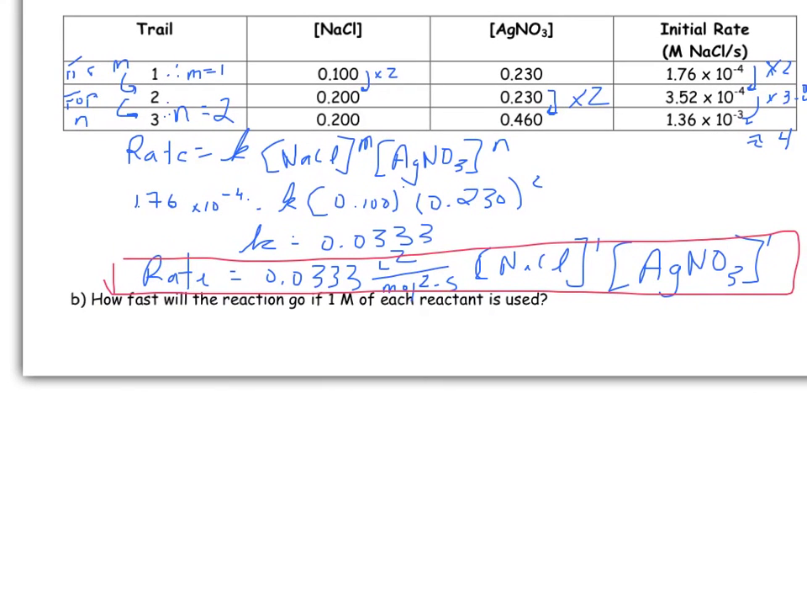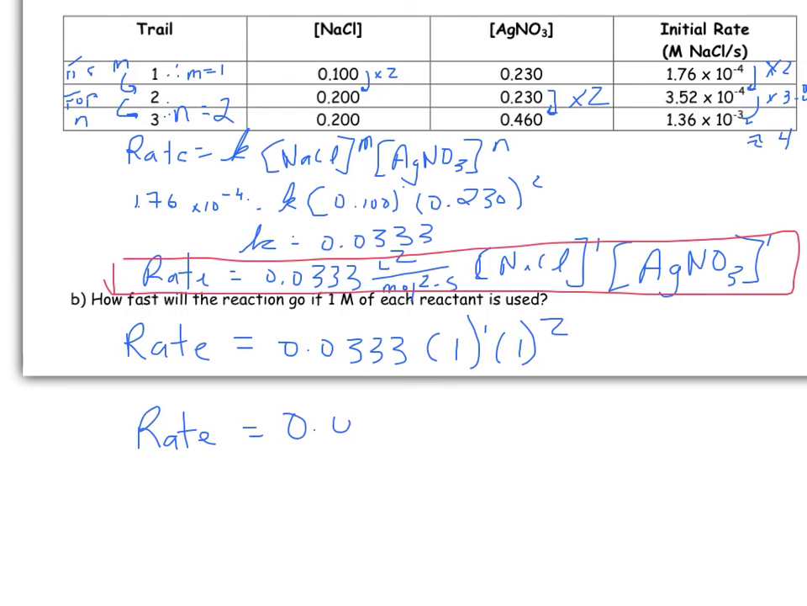Here's the answer. If I sub in 1 mole per liter for each of my reactants, my rate will equal 0.0333 moles per liter per second of NaCl.